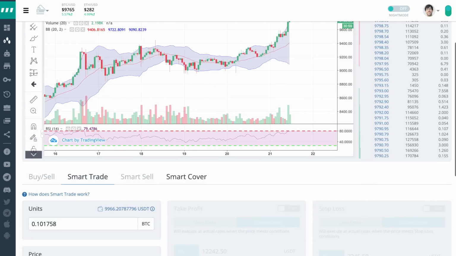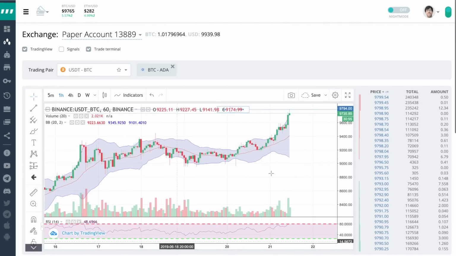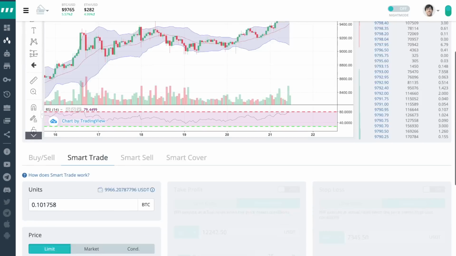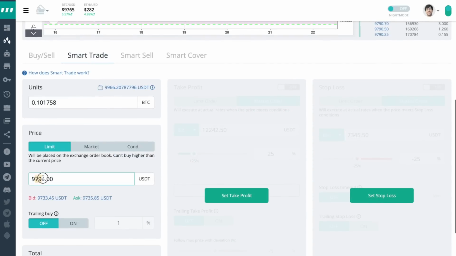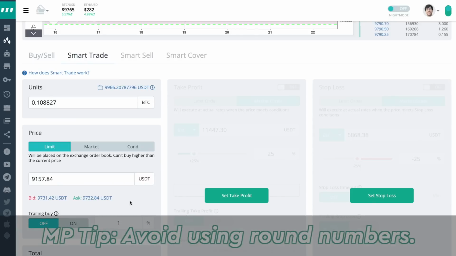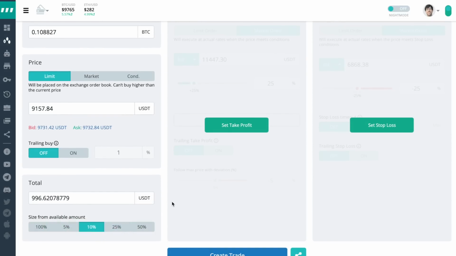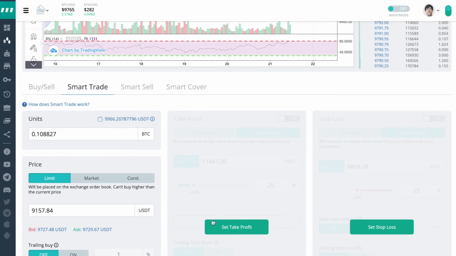I can do that. I can go down to Smart Trade. I can put my buy, let's see, that's at about 91.55. So we'll do 91.57.84 because we don't want to use round numbers. Never ever. We can choose how much of our account we want to put into that trade. 10% seems reasonable. It's not real money, so we don't have to worry about that, right?